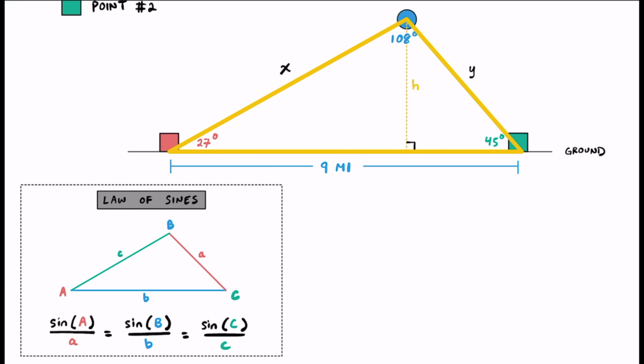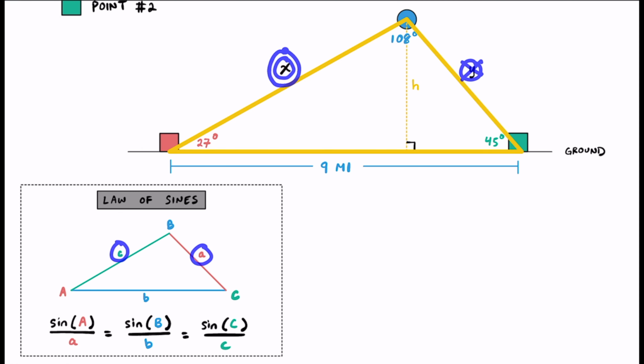For the way I labeled my triangle, angle A is going to be 27 degrees, angle B is going to be 108 degrees, angle C is going to be 45 degrees, and then we have this side length B down here, which is going to be this 9 miles. Again, you can either solve for C or A here to use the law of sines and then use the right triangles, which means we're going to solve for either x or y, totally your choice. My preference is to solve for x.